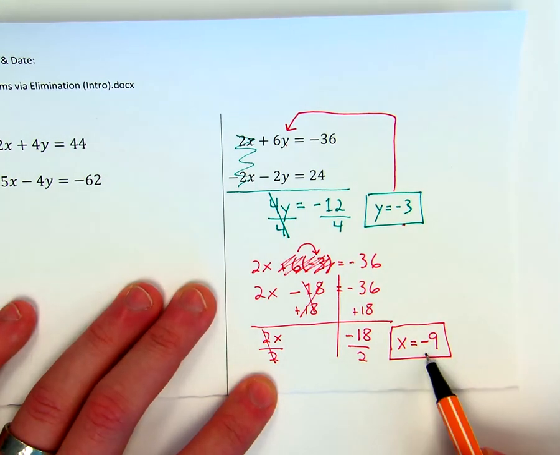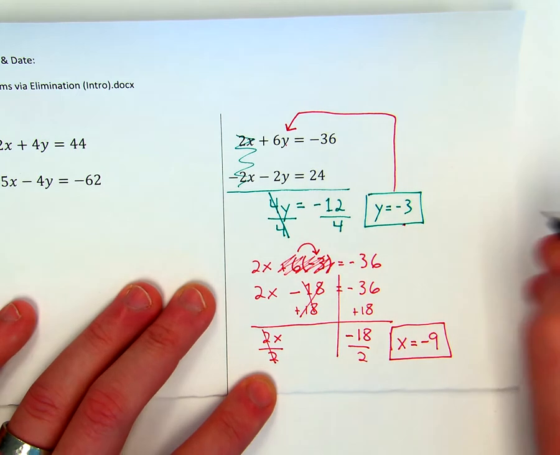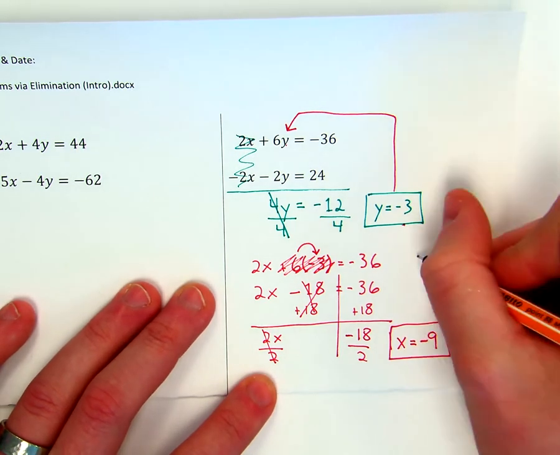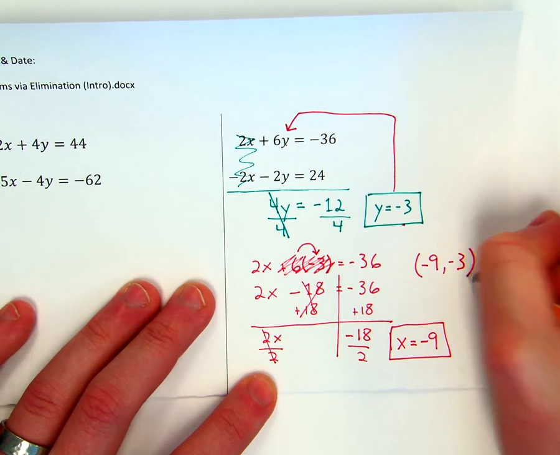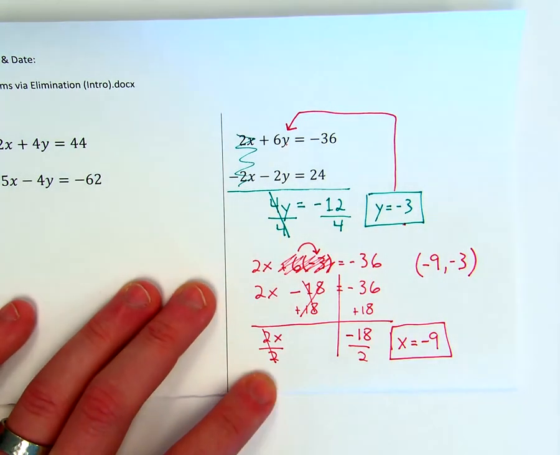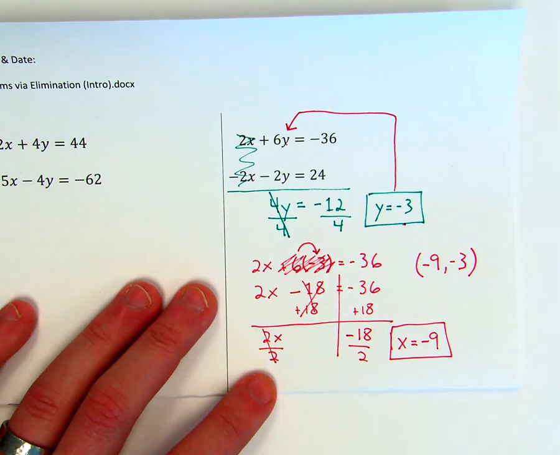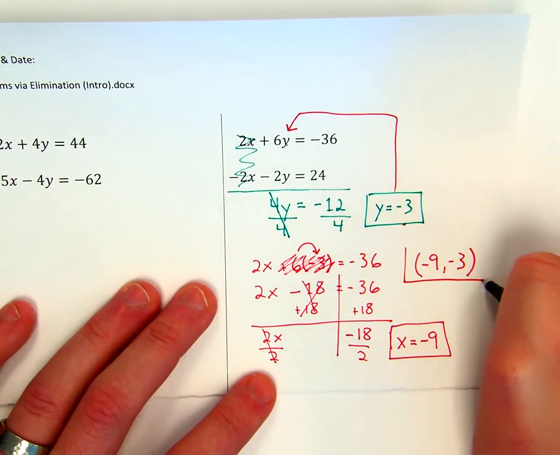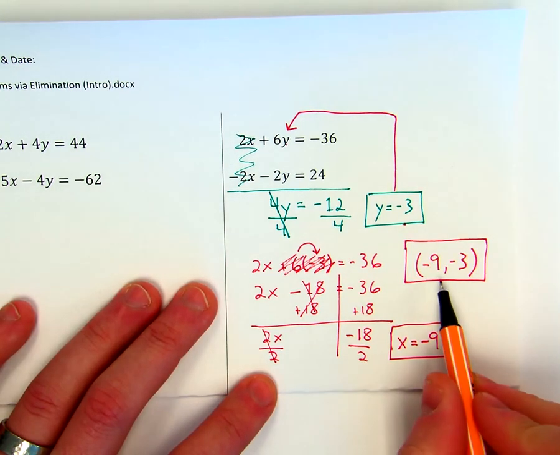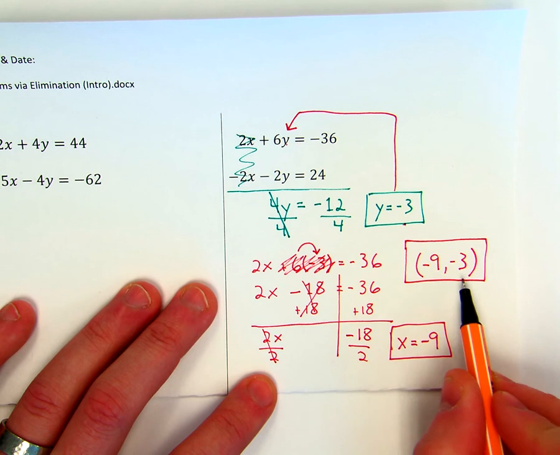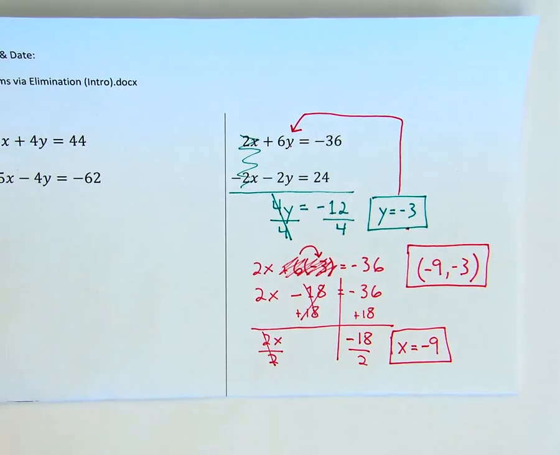At this point, we have found the solutions for both x and y. All that's left is to write our answers as a coordinate pair. X comes first, then y. Both of these equations are linear equations, as in you could put them on a graph. They would be straight lines, and they would cross at exactly one point. That one point these two lines would cross at is negative 9 on the x-axis, negative 3 on the y-axis.